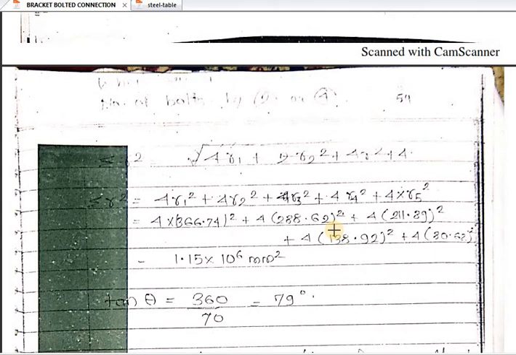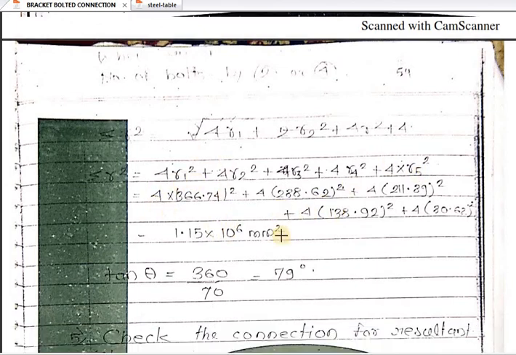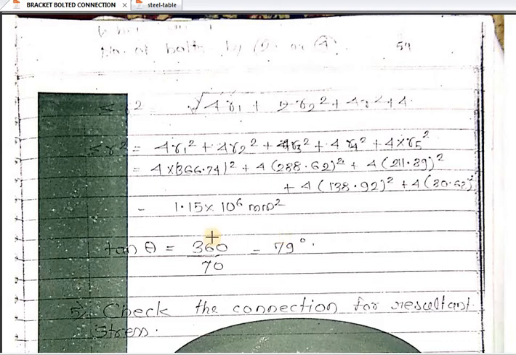What is the formula for R? So summation of R square, this is actually wrong. Summation of R square is 4 times R1 square, that is 4 times this first square, 366. We are giving this name as R1. So 4 times R1 square, 4 times R2 square, 4 times R3 square, 4 times R4 square and 4 times R5 square. After all calculations, simple additions and multiplications, summation of R square comes to be 1.15 × 10 to the power 6 mm square.